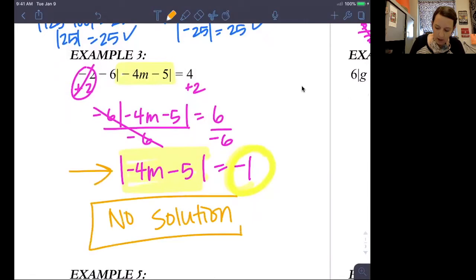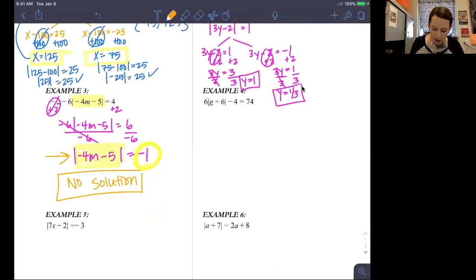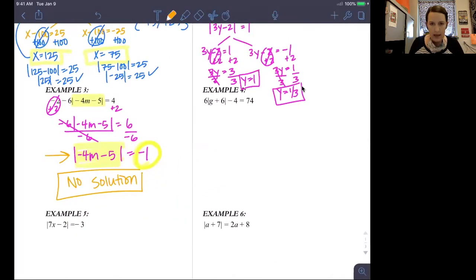and stop working, because there is no possible way I could plug in a -1000 and get some random value in there and still not have an absolute value that equals a negative number. Okay, so anytime you have your absolute value isolated, you want to pause, check to see that it doesn't equal a negative value, and then proceed with your problem. And if it does equal a negative value, then you need to stop and say no solution.